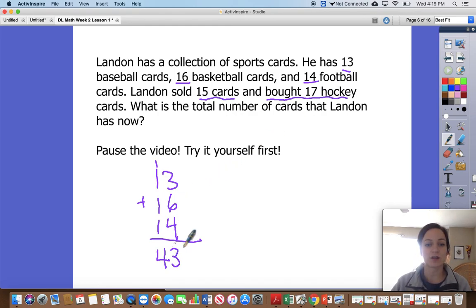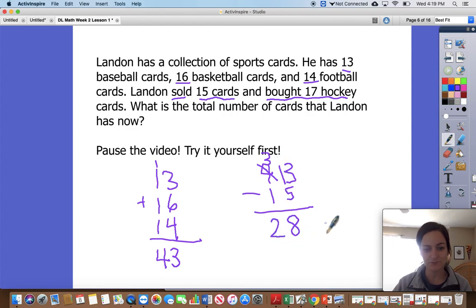Okay, so he has 43 cards. If he sold 15 cards, I know that I'm subtracting because we're getting rid of those 15 cards, right? So he has those 43 cards he starts with, but then he sold 15 of them, so he got rid of 15. Now, I can't take 5 ones from 3 ones, so I have to go borrow 1 ten from the 4 tens, give myself 10 ones. 13 minus 5 is 8. 3 tens minus 1 ten is 2 tens, okay? So after he sold his cards, he had 28, but then he bought 17 more.